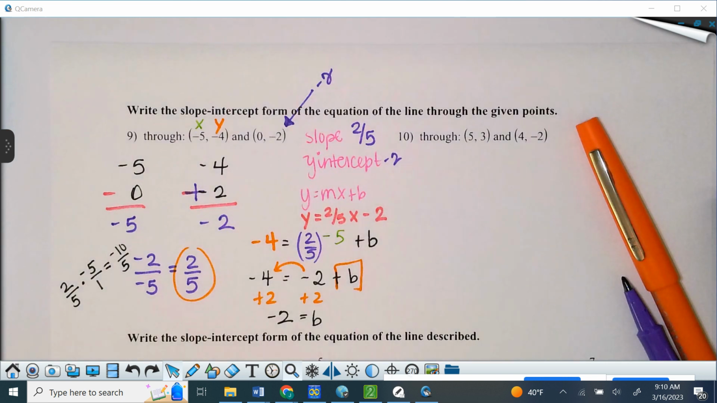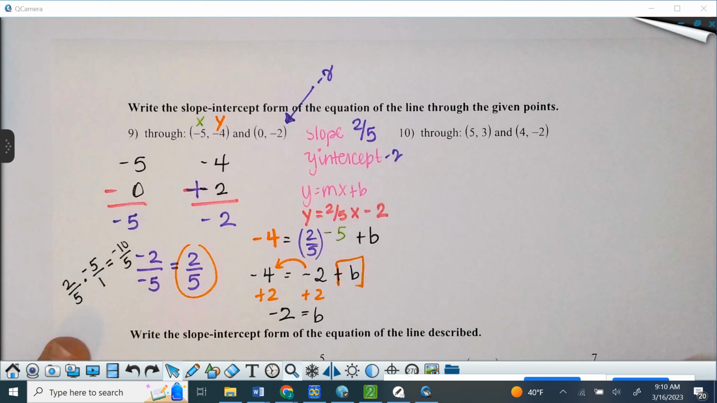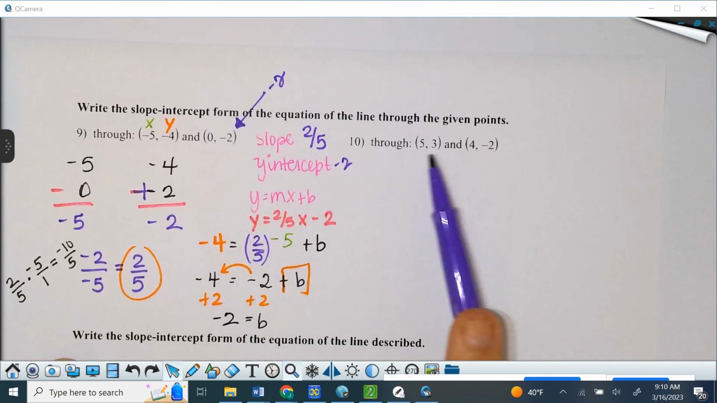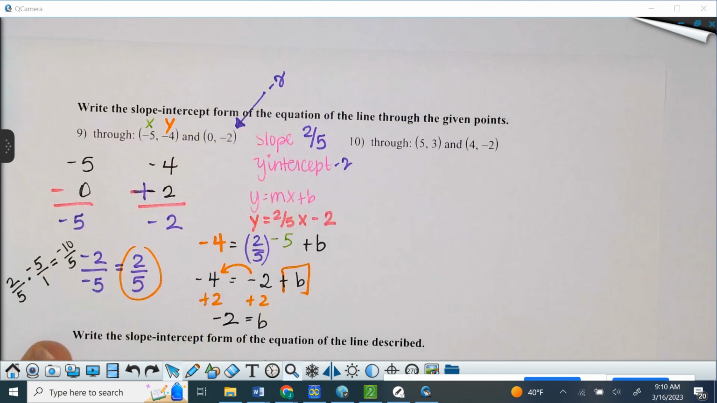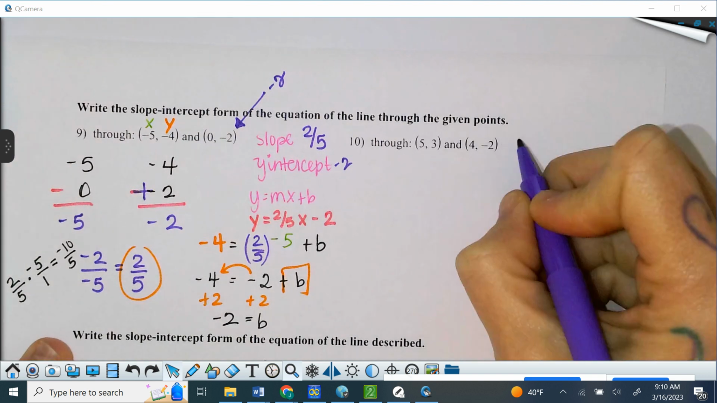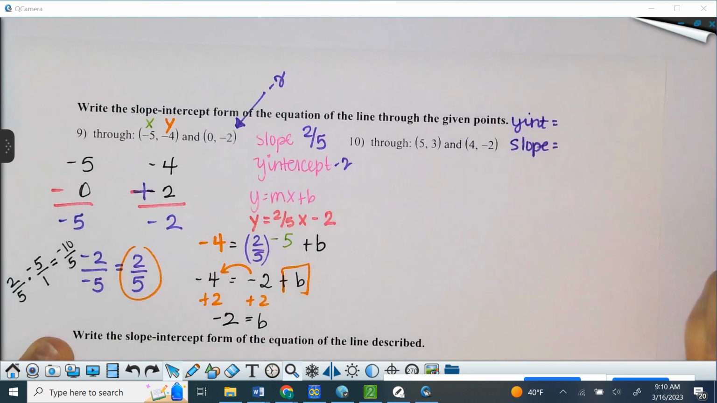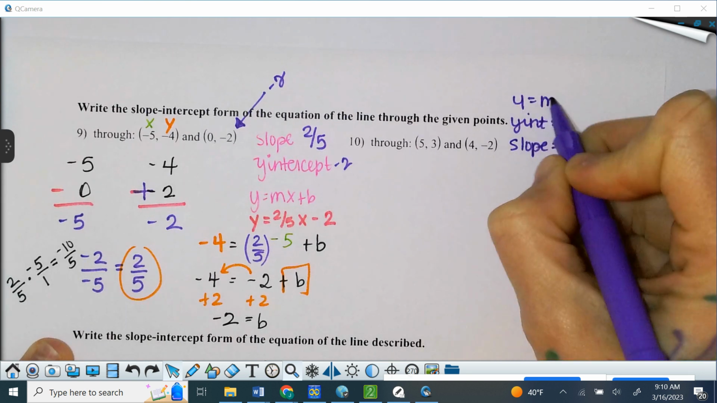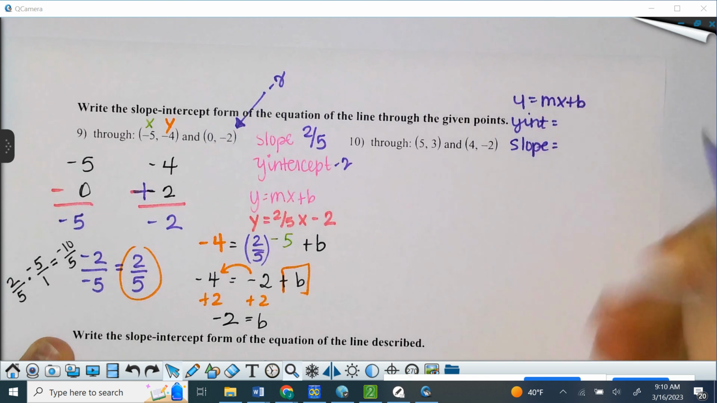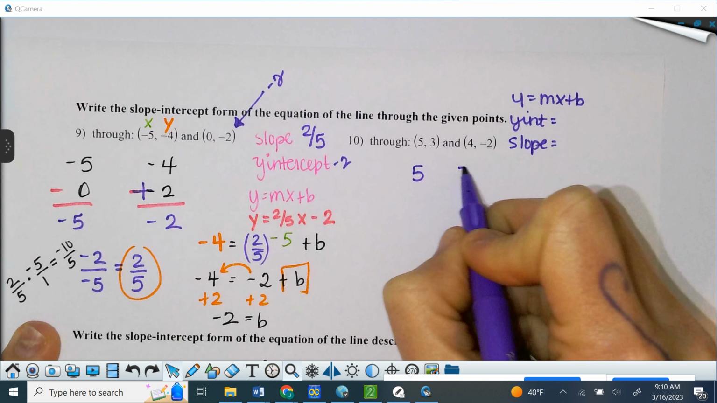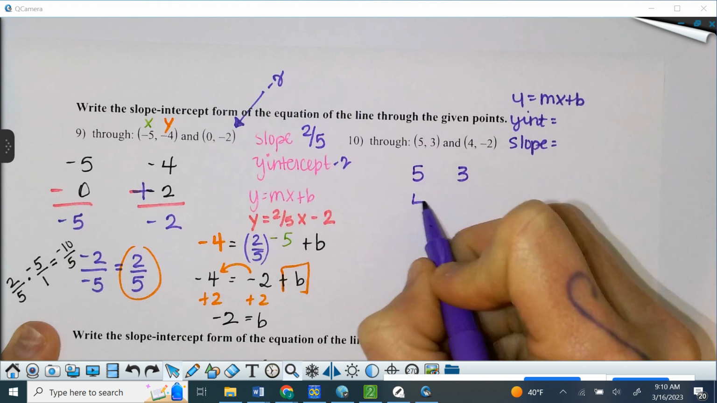Like, very much matters. So again, number 10, first thing we need to do, this time we definitely don't have a y-intercept because there's no x. That's 0. So we need our slope. We need our y-intercept. And then we're going to put it in y equals mx plus b form. So slope, we're going to stack them. First coordinate, second coordinate, subtract them.